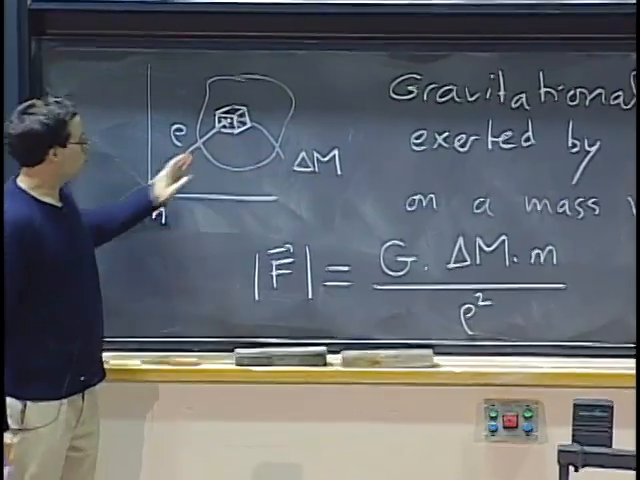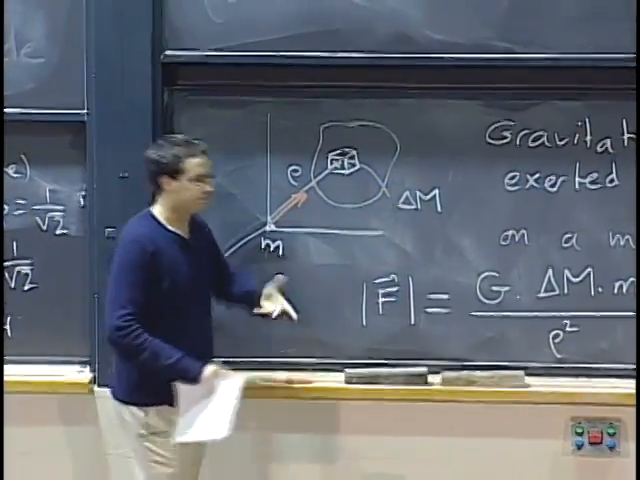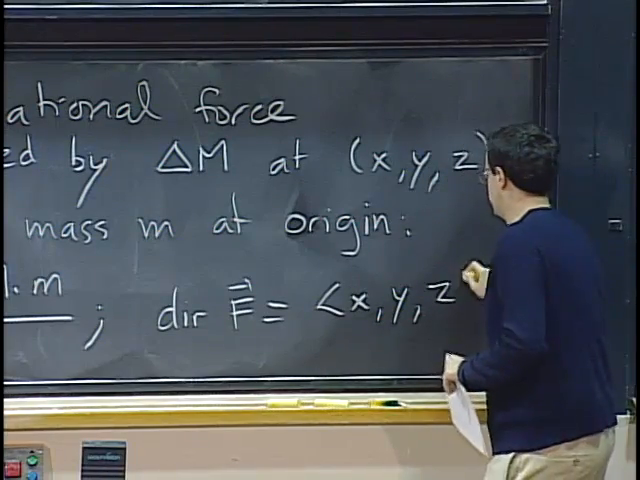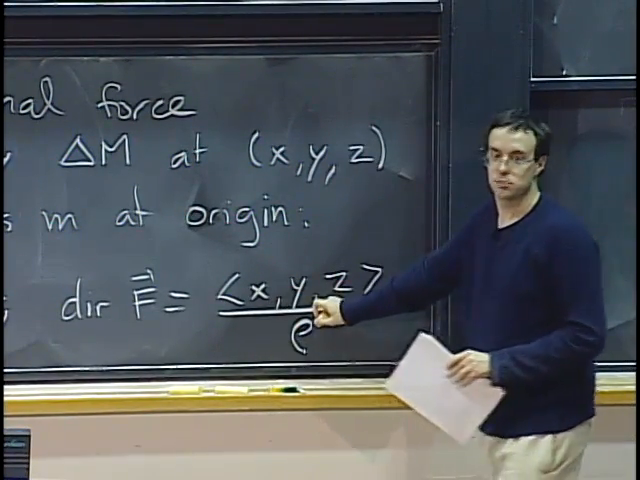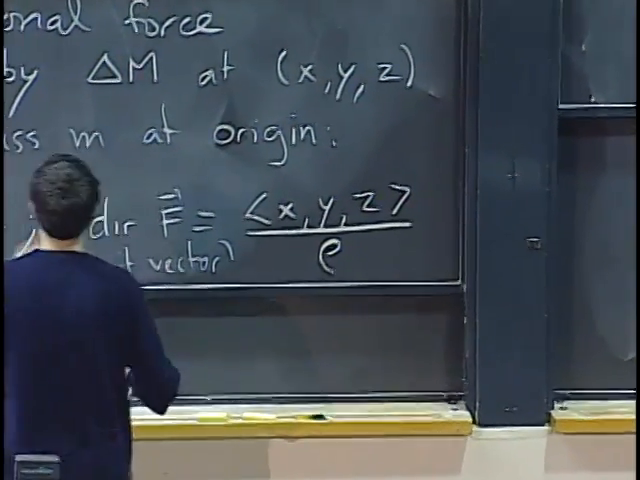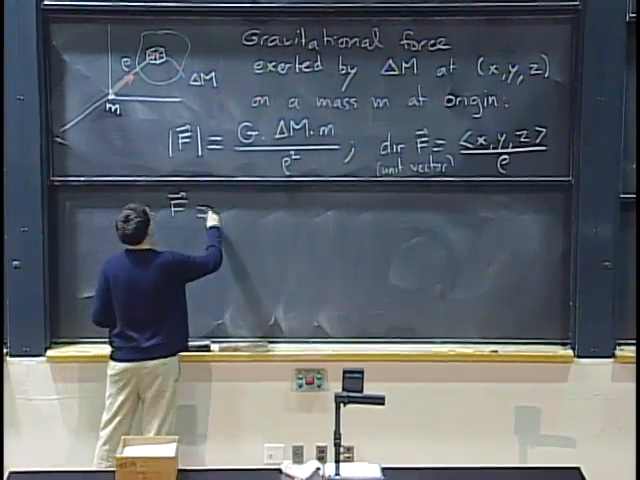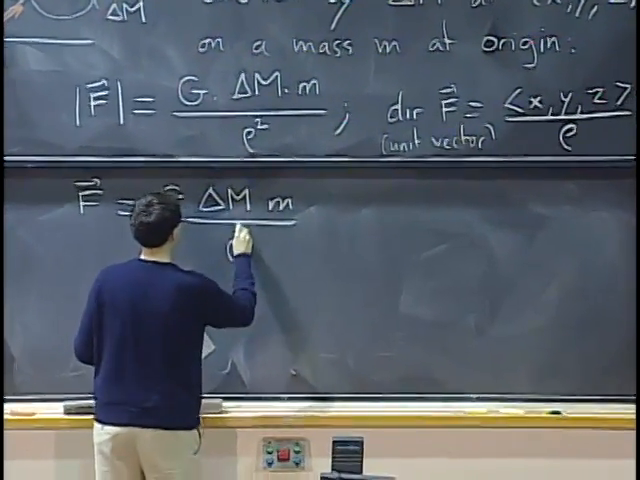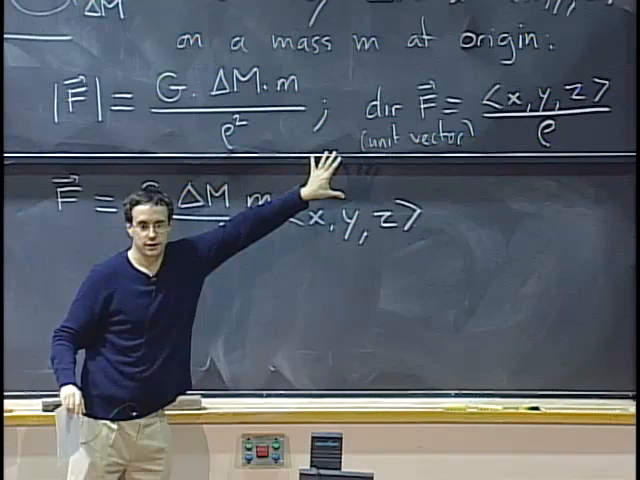So that's the magnitude of the force. But we also need to know the direction of the force. And the direction is going to be towards that point. So the direction of the force is going to be that of x, y, z. But if I want a unit vector, then I should scale this down to length 1. So let me divide this by rho to get a unit vector. So that means that the force I'm getting from this guy is actually going to be G delta m m over rho cubed times x, y, z. I'm just multiplying the magnitude by the unit vector in the correct direction.